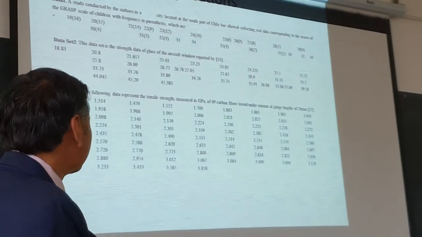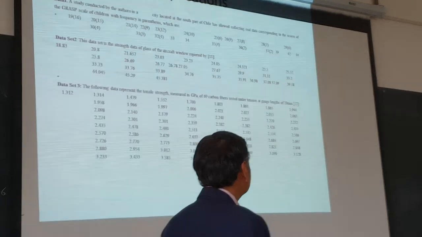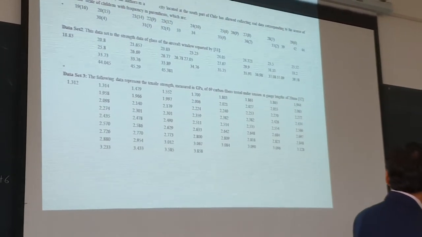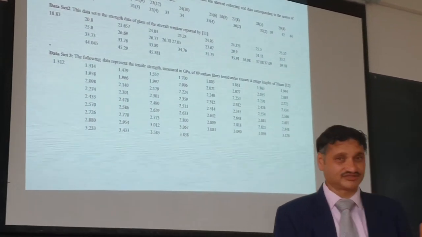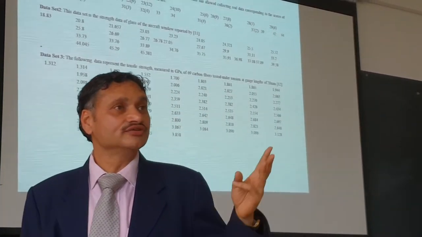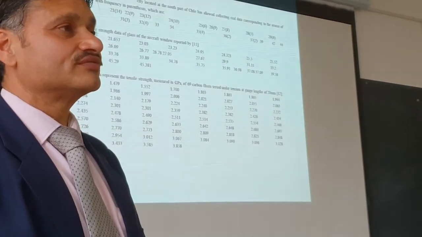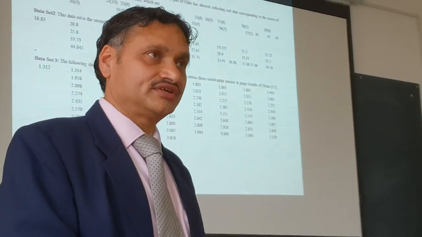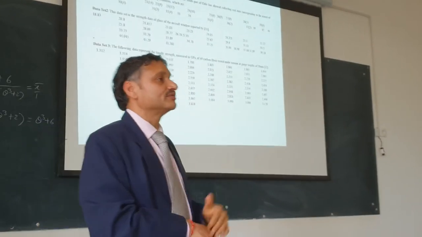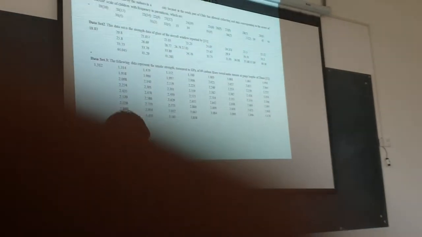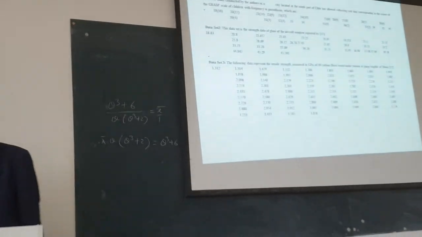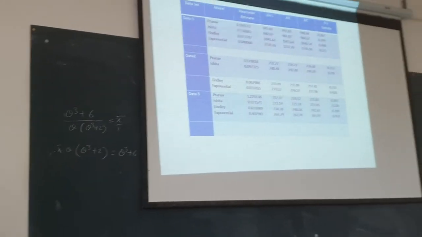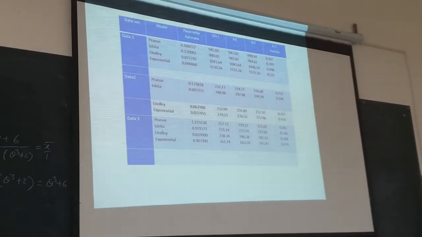The third data set represents tension strength. It's biological data, you can say chemical data. So I use three types of data here, one from a biological study and two from engineering science. So how is it better than the others? I'm going to show you. Here you can check it.